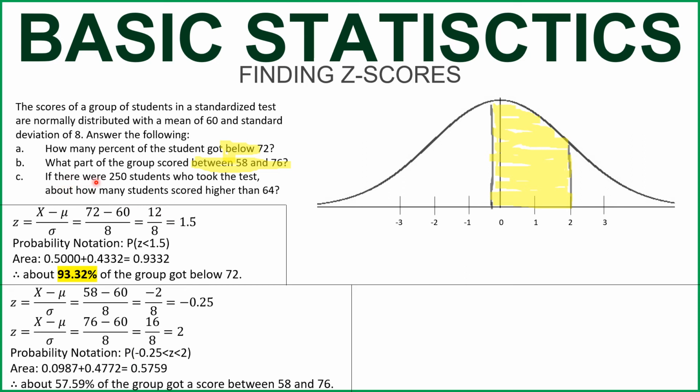Letter C. If there were 250 students who took the test, so, dito sa A and B, meron ba tayong sinabing total number of students? So, wala. Right? So, sa letter C naman, sinabi kung ilan yung total number of students. And that is 250. So, if there were 250 students who took the test, about how many students scored higher than 64?